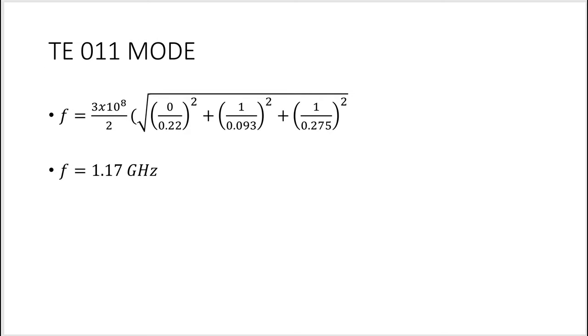I have calculated the cutoff frequency for T011 mode, and I found that it's 1.17 gigahertz, which is above the chosen operating frequency. So I won't use this mode. Then I have calculated the T101 mode cutoff frequency, and it's 873 megahertz, which is approximately 900 megahertz. So I will use this one.